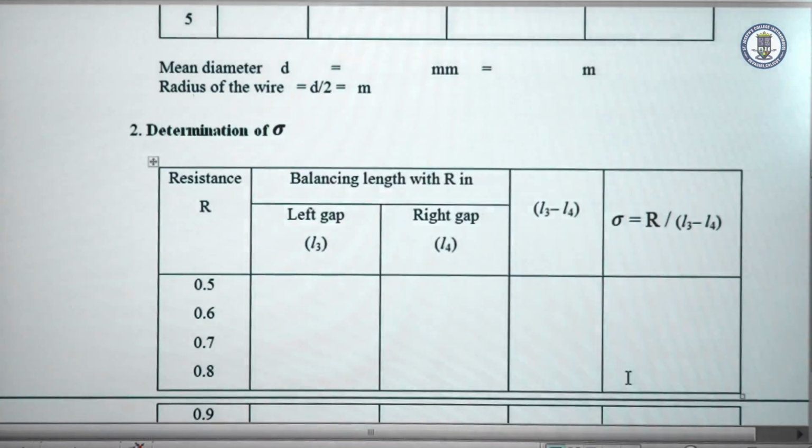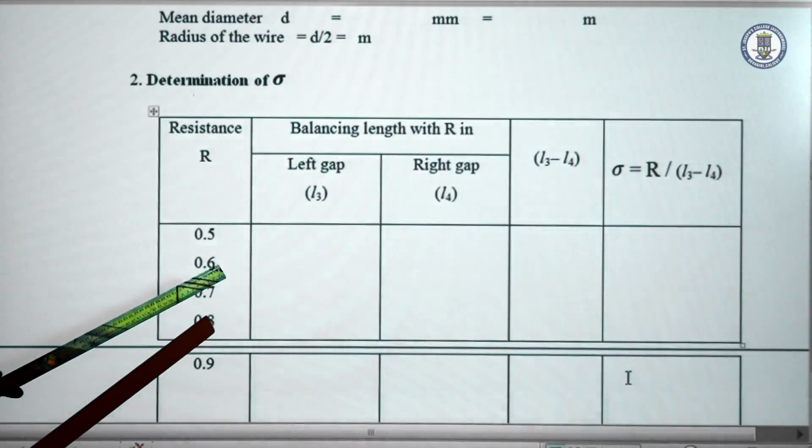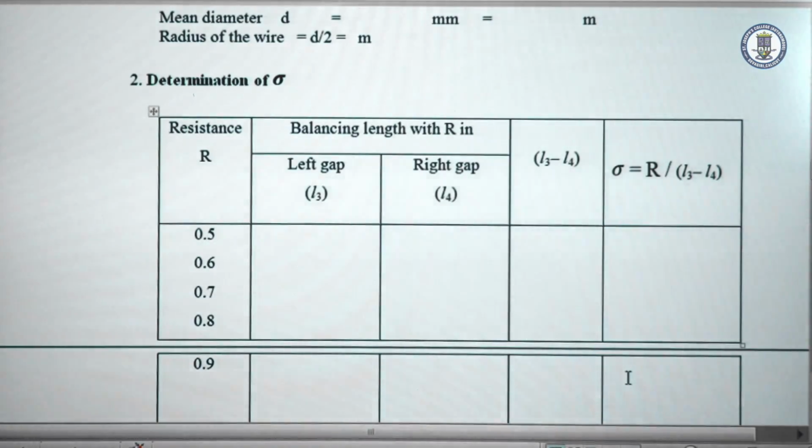Then the tabular column for determination of sigma, we are using resistances 0.5, 0.6, fractional resistance in one gap, and in the other gap a copper strip is connected. When the copper strip is in the left gap, the balance length is L3, and when the copper strip is in the right gap, the balance length is L4. L3 minus L4 is calculated. So, sigma is calculated by the formula R by L3 minus L4.